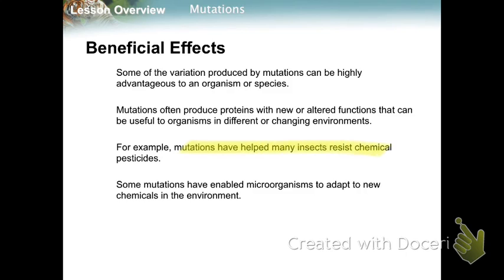Some mutations have helped insects resist chemical pesticides. Some mutations have enabled microorganisms, bacteria, to become antibiotic resistant. Neither of these is necessarily good for human society, but it's good for these species.